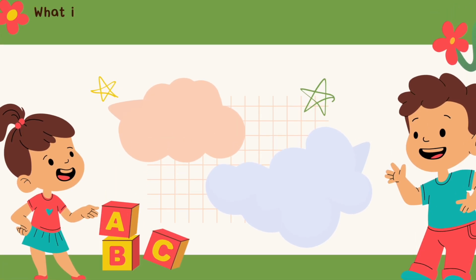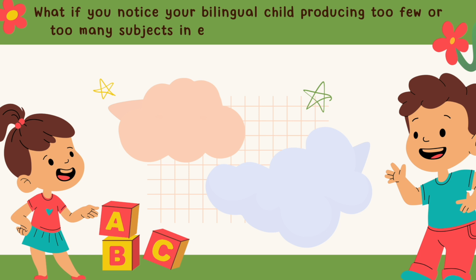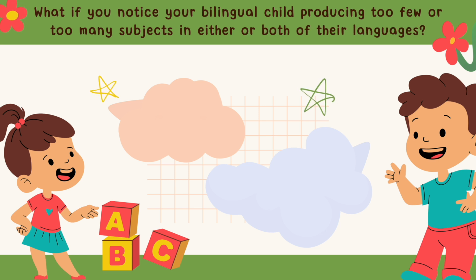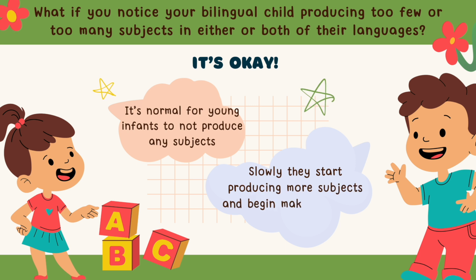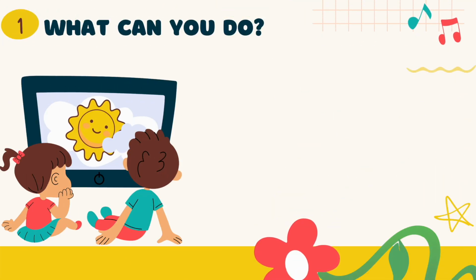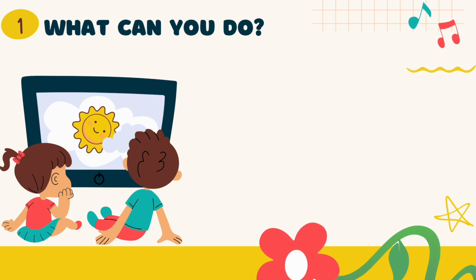So what if you notice your bilingual child producing too few or too many subjects in either or both of their languages? It's okay. It's normal for young children to not produce any subject in either language. Slowly, children start producing more subjects, which is where we see them make pronoun mistakes or errors, a natural part of language development. So what can you do to facilitate your child's learning process?